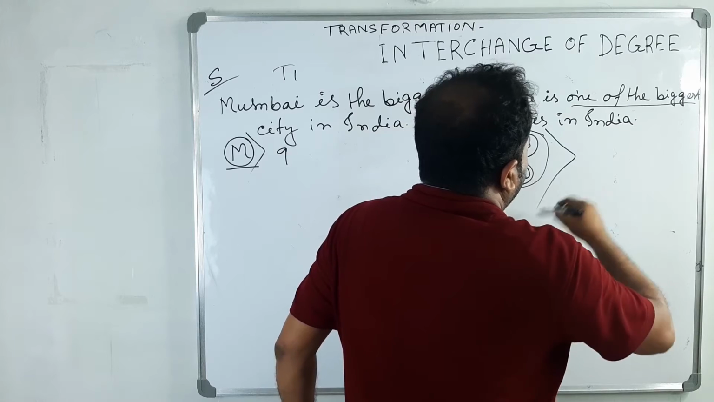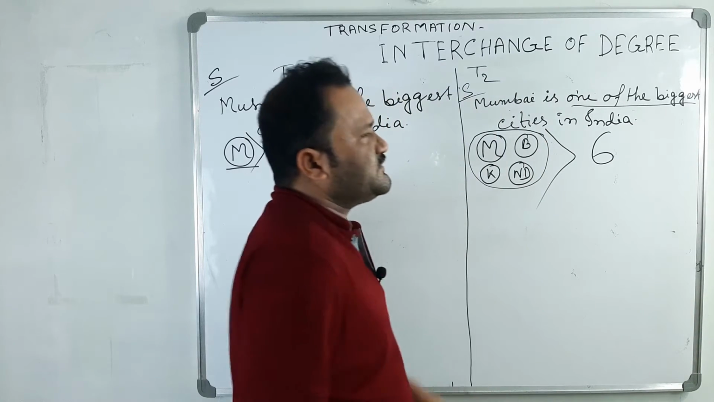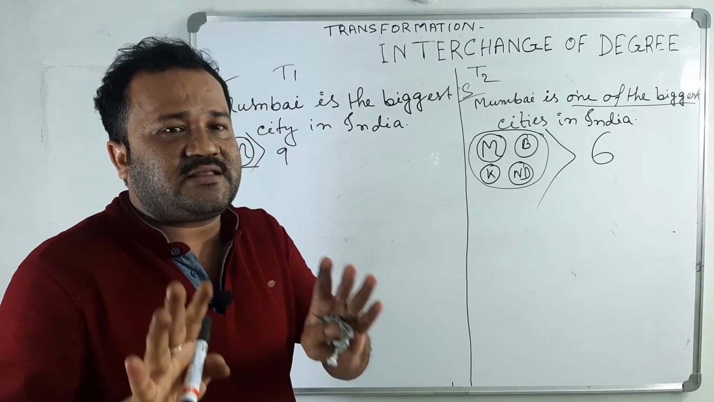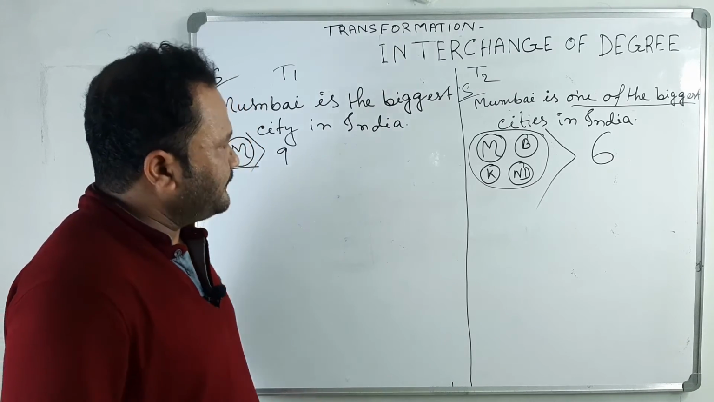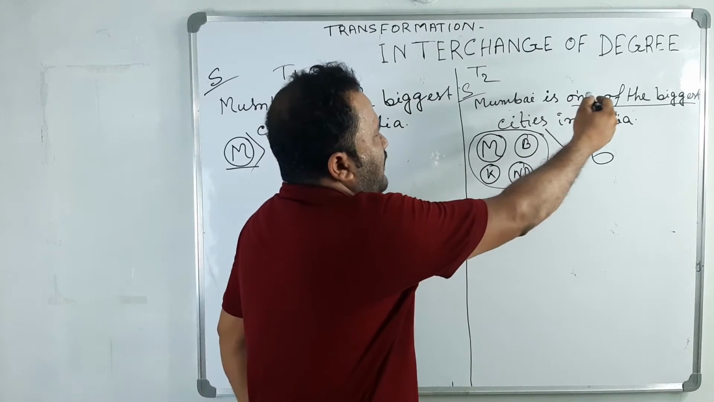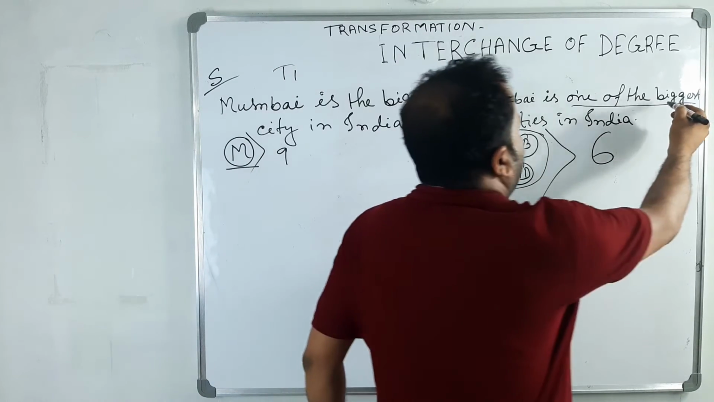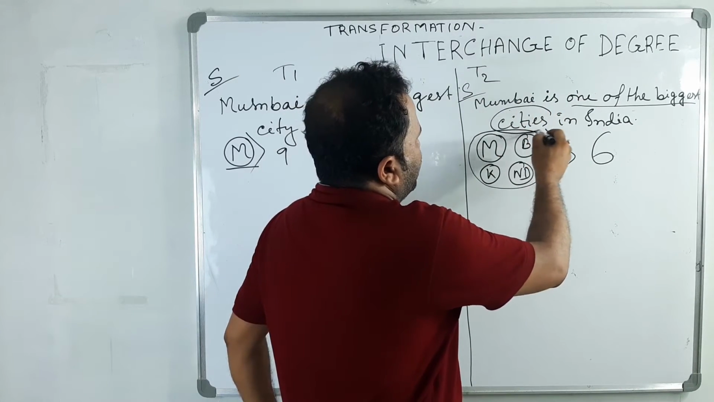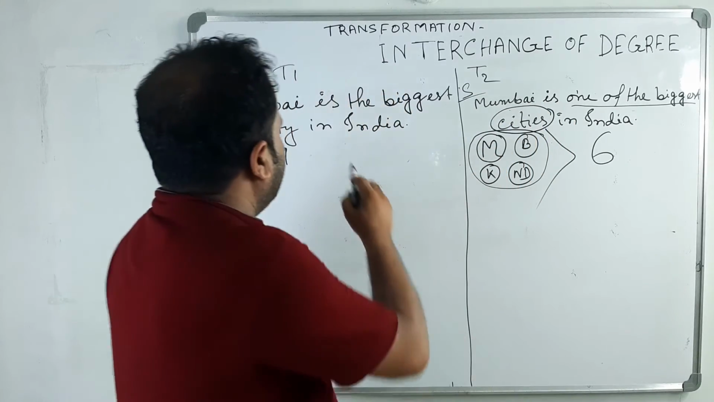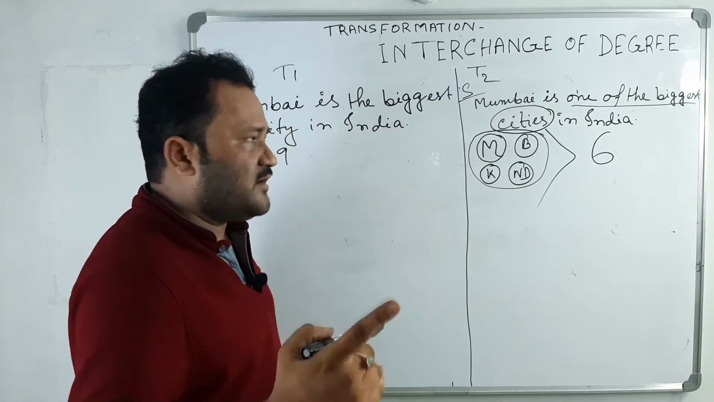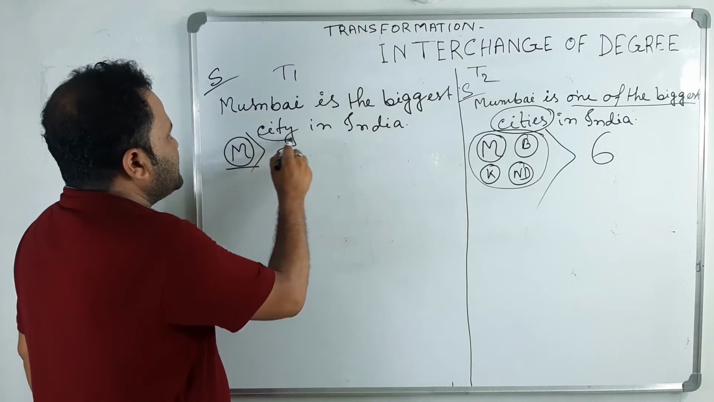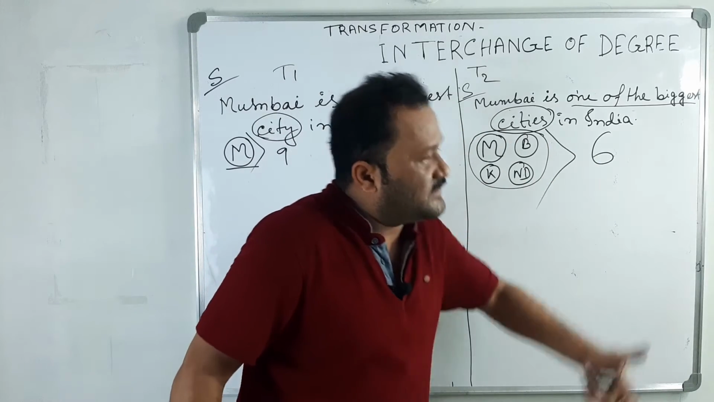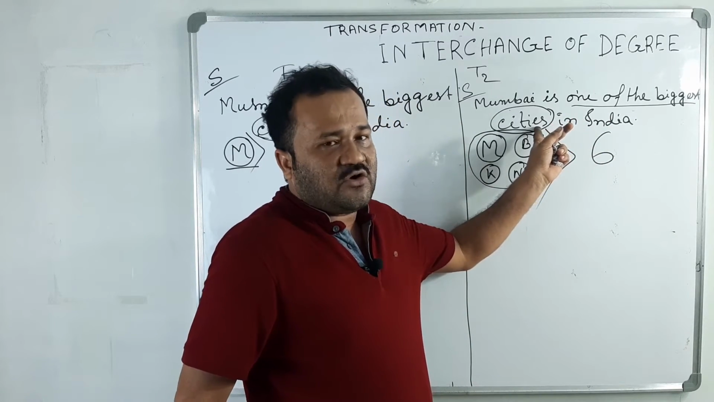So, there are a few biggest cities and Mumbai is one of them. That means they are bigger than the rest of the 6. I already told you, suppose that there are 10 cities in India. Here Mumbai is one of the biggest cities. One of the biggest cities means there are a few biggest cities, so it is always in plural. Here Mumbai is one, and Mumbai is the biggest, so it is in singular. Clear? When you write one of the, the noun is always in plural.